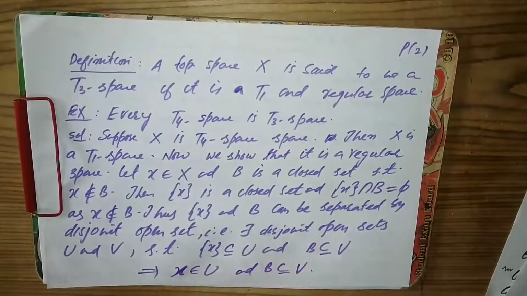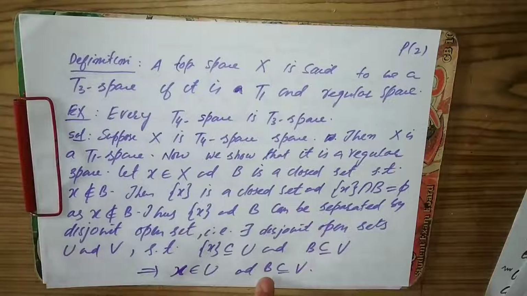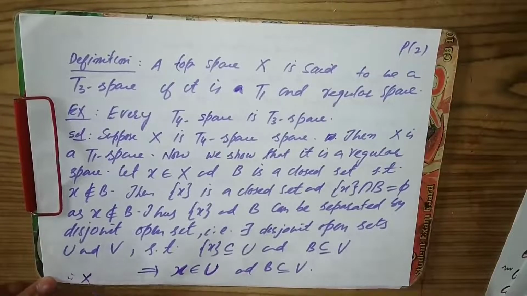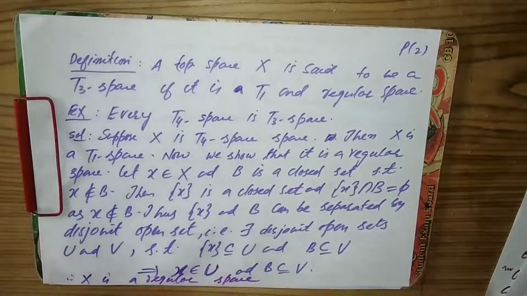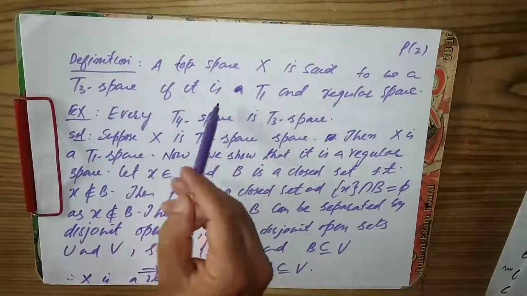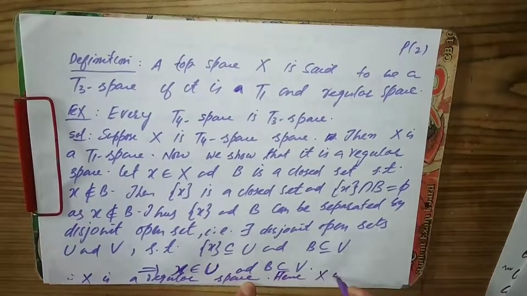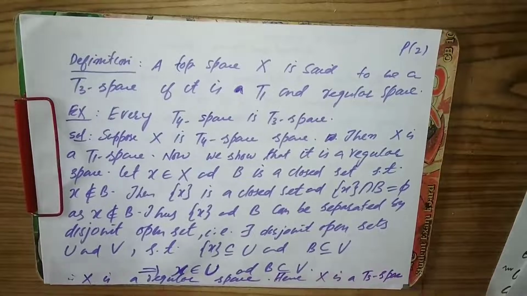So thus the pair consisting of a point X and a closed set B such that X is not in B can be separated by disjoint open sets. Therefore X is a regular space. It's also a T1 space. It's a T1 space and a regular space, so hence X is a T3 space.